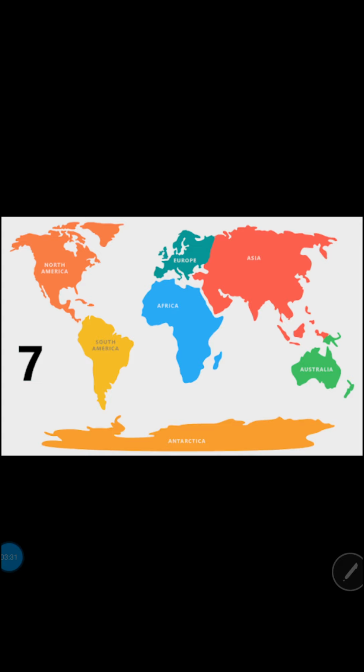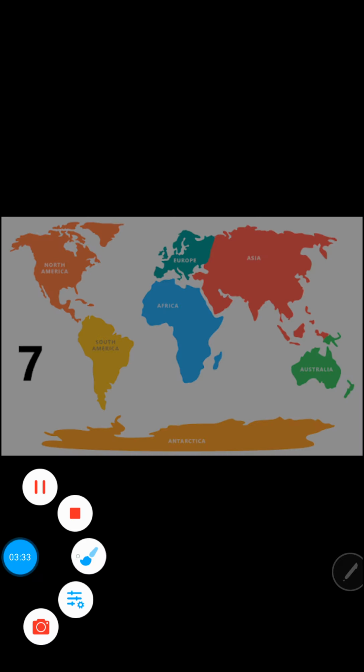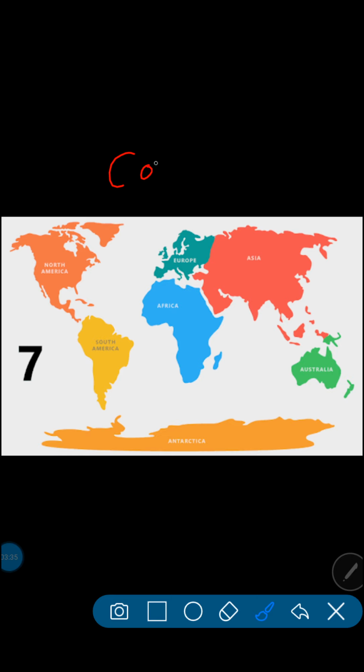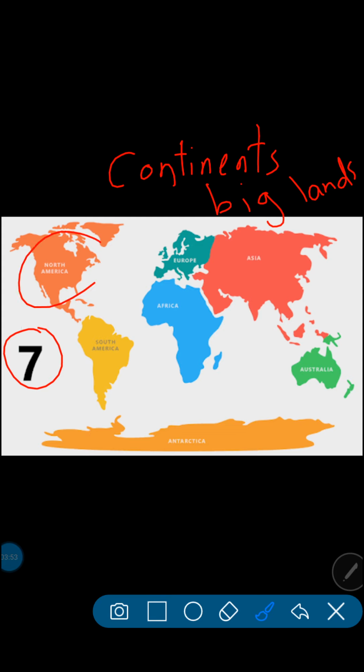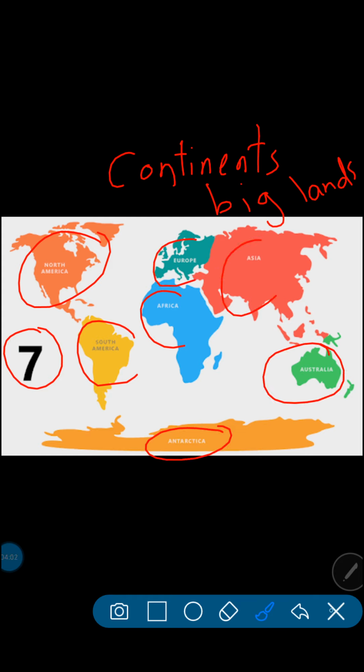We learned also about continents. We said that continents are the biggest areas of land. They are very big lands. They are the biggest. Okay, and we have 7 continents: North America, South America, Africa, Asia, Europe, Australia, Antarctica.